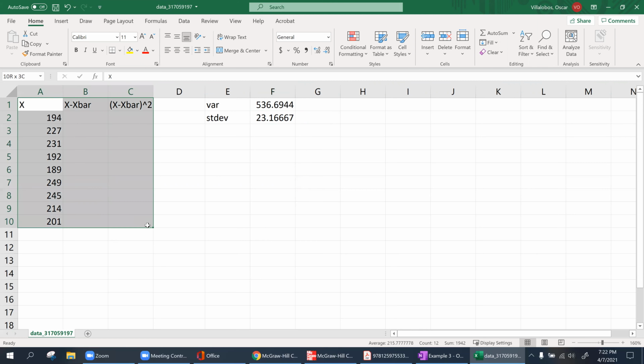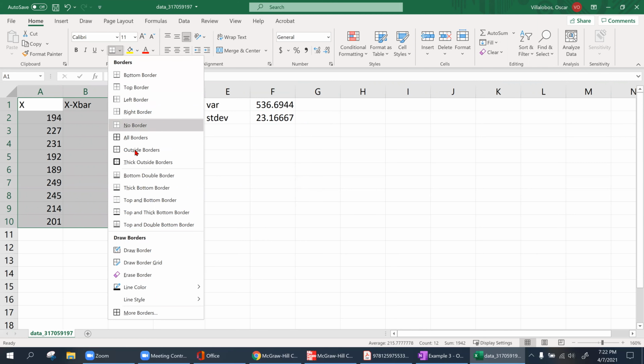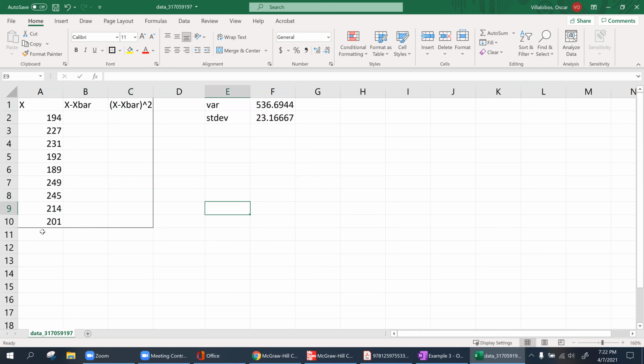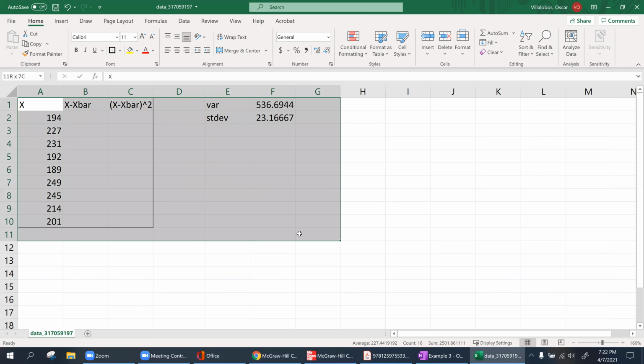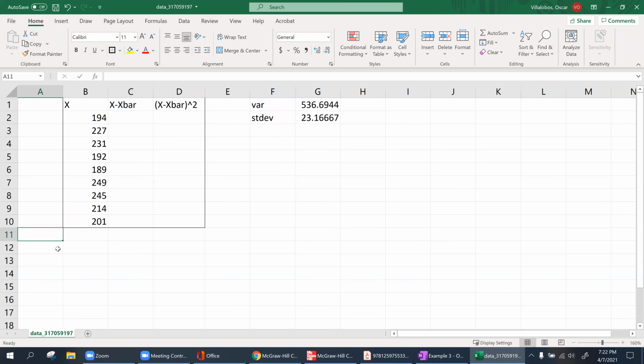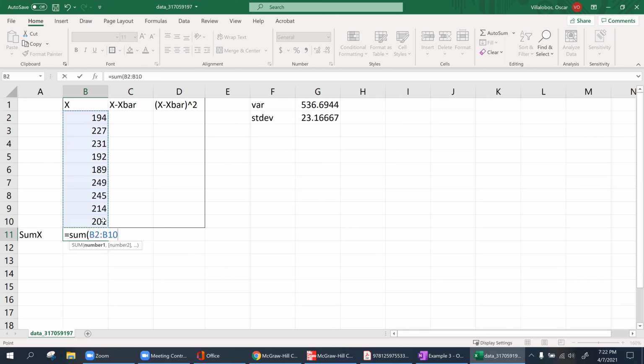So let me close that off. One thing you probably want to do first is move this up a little bit. Let me find X bar. Let me find the sum of X, which is just summing this column. So this would be sum. Highlight all of these. 1942.